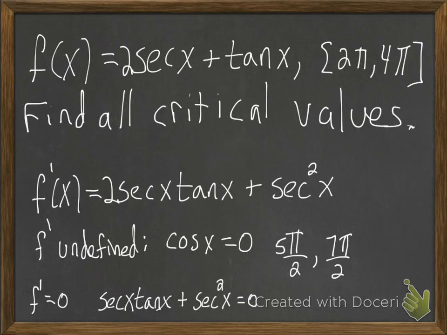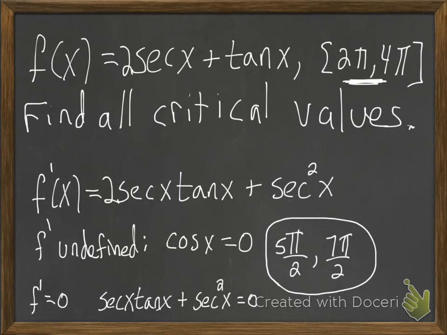So we start by figuring out when the derivative is undefined. Both secant and tangent involve a denominator cosine. They're undefined when cosine is 0. Cosine is 0 at pi over 2 and at 3 pi over 2, but we're in the interval 2 pi to 4 pi, so we have to take those values and go around one full revolution, giving us the values 5 pi over 2 and 7 pi over 2 being ones of interest.